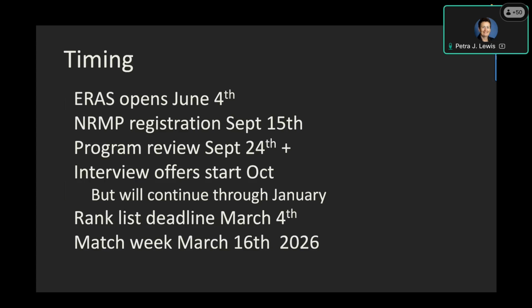So when's ours, Stephanie? When do we stop accepting applications? As soon as ERAS opens we start, but then when do we close? We say December 1st. Okay, so we say December 1st, other programs may say later. So get your applications in early. The deadline for rank list is March 4th, and then match week, yay, is March 16th next year.